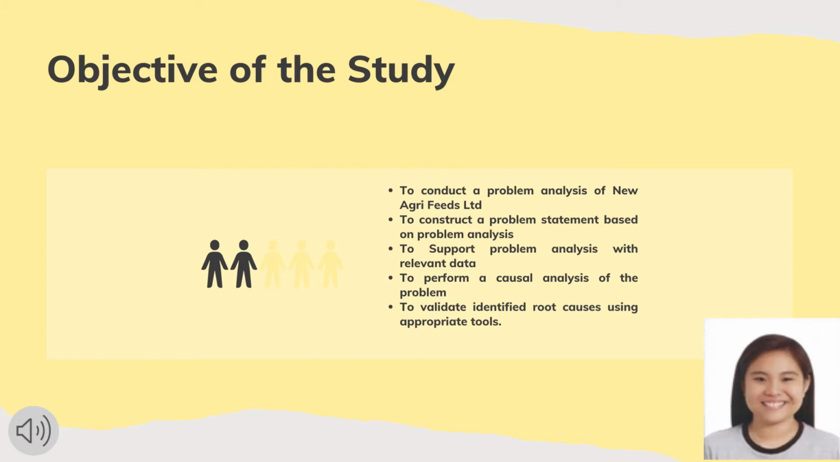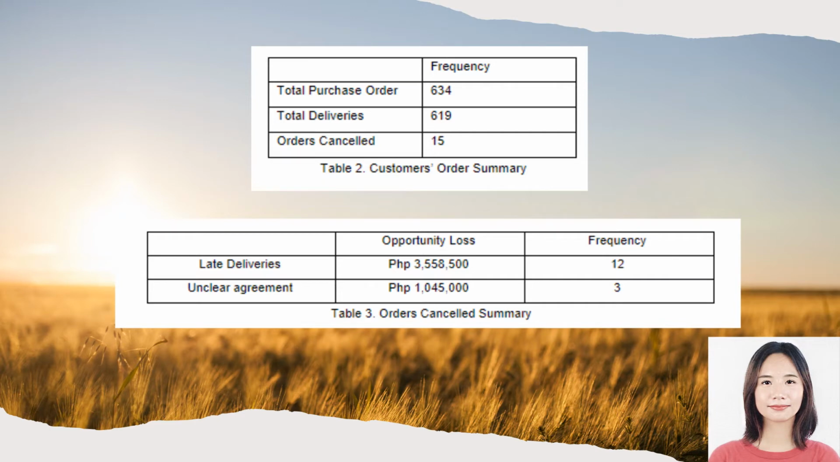The objectives of this study are the following: to conduct a problem analysis of New Agri-Feeds Limited, to construct a problem statement based on the problem analysis, to support the problem analysis with relevant data, to perform a causal analysis of the problem, and to validate the identified root causes using appropriate tools. To support or justify the analysis using the relevant data given in the case, the following tables are presented in this slide.